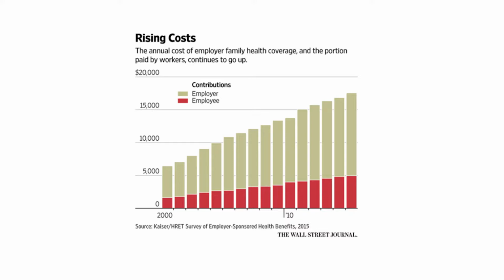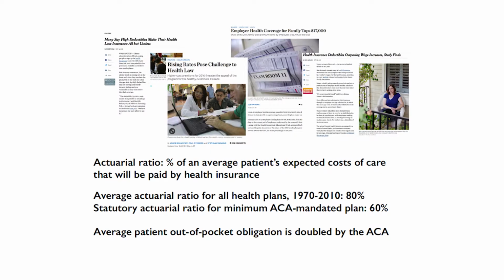So that's less inflation adjusted income, and then a higher burden or use of that income goes towards the insurance premiums. So this is just from an actuarial ratio, the percent of an average patient's expected cost of care that will be paid by health insurance. That went from 80% down to the statutory actuarial for the ACA mandated plan was only 60%. So what that means is that the average patient out-of-pocket obligation is doubled.